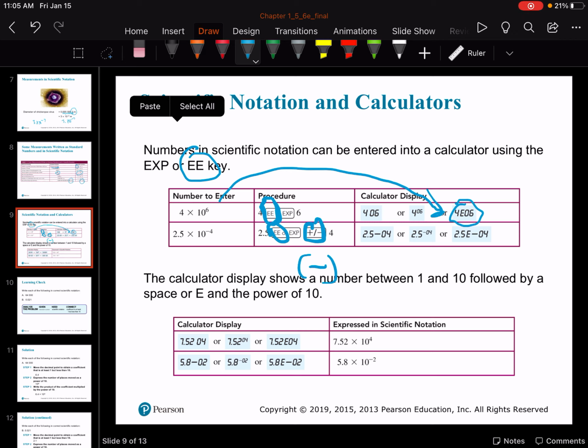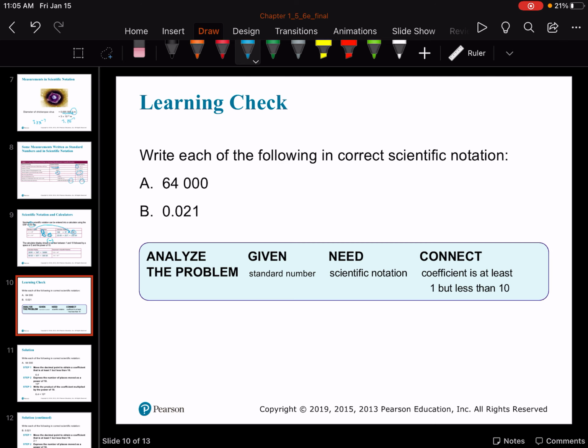All right. So that said, I think you get what's going on here. Let me move on. We're going to do a couple sample problems. Write each of the following in scientific notation. So I'm going to do the first one first. I'm going to come here and say 1, 2, 3, 4. So it looks like it's going to be 6.4 times 10 to the 4. It's positive because 64,000 is a big number, right?